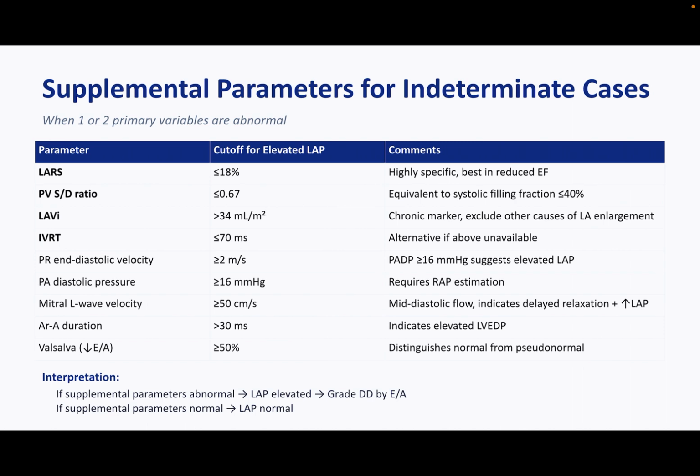Interpretation rule: if supplemental parameters are abnormal, left atrial pressure is elevated, and you can grade by E to A ratio. If supplemental parameters are normal, left atrial pressure is normal. Practical tip: in most clinical labs, LARS is the go-to supplemental parameter. If your lab doesn't measure it routinely, now is the time to implement it. Pulmonary vein systolic to diastolic ratio is your backup. Between the two, you'll resolve the vast majority of indeterminate cases.